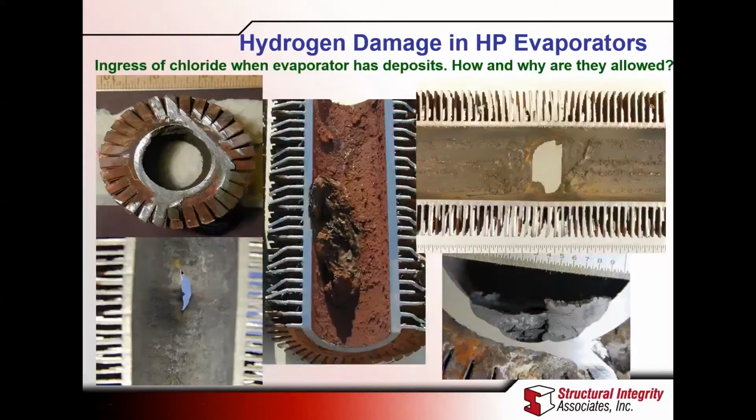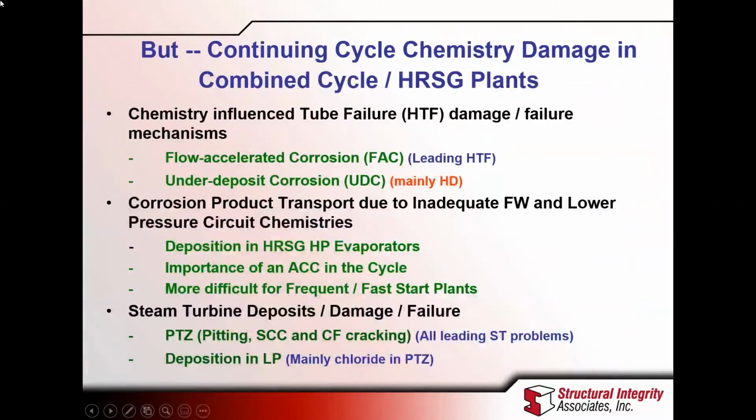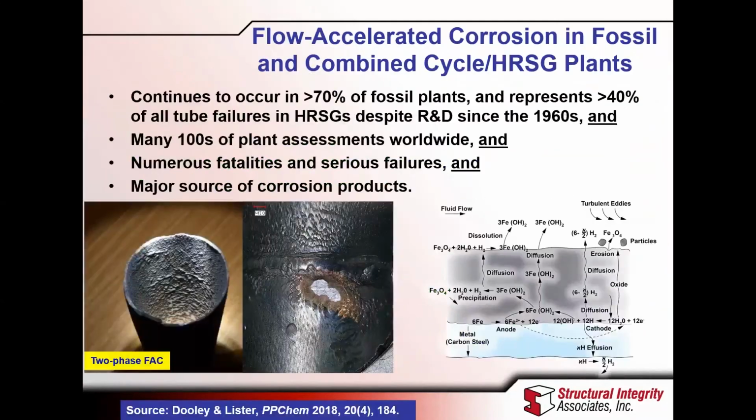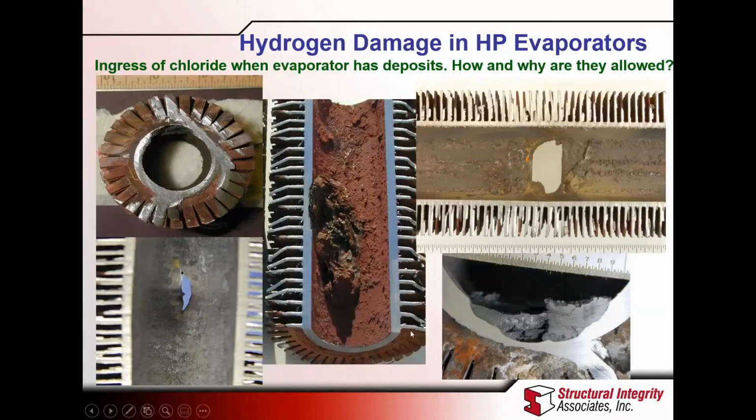And the second failure mechanism is hydrogen damage, which I mentioned. You can see the typical characteristics here. The heavy deposits on the internal surfaces of the HP evaporator, the severe corrosion, as you can see here, multi-laminated scale, and if you do the analysis carefully, you'll find levels of chloride at the metal oxide interface here. This mechanism has been understood for many years, and still is occurring in combined cycle plants in HRSGs.